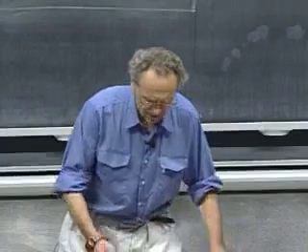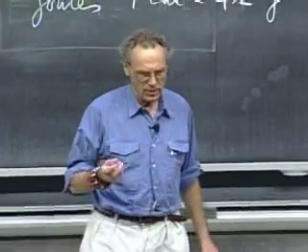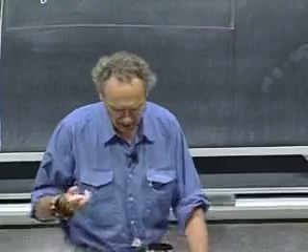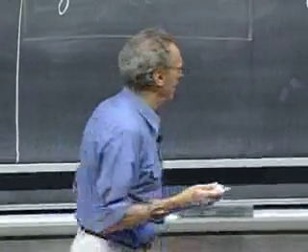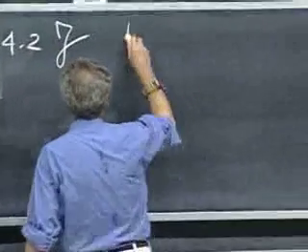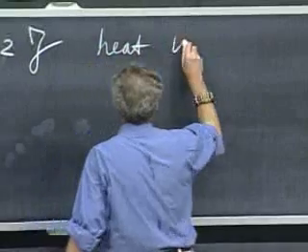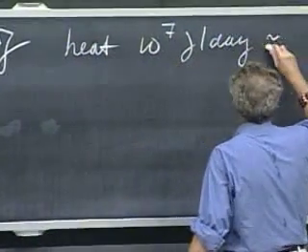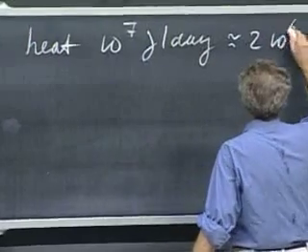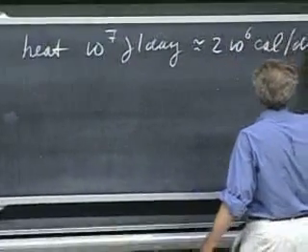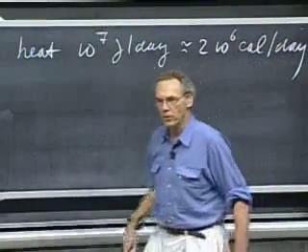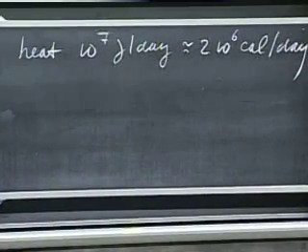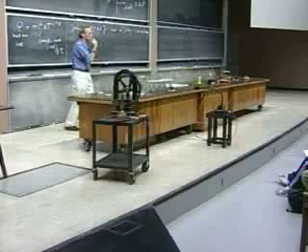It means that it is in one day about 10 to the 7 joules that you generate. 10 to the 7 joules, that is what you generate in terms of heat. 10 to the 7 joules per day. And that is about 2 million calories per day. Where does the body get it from? Food. You better eat 2 million calories per day.